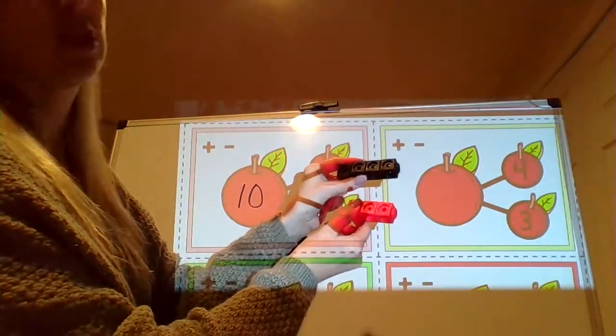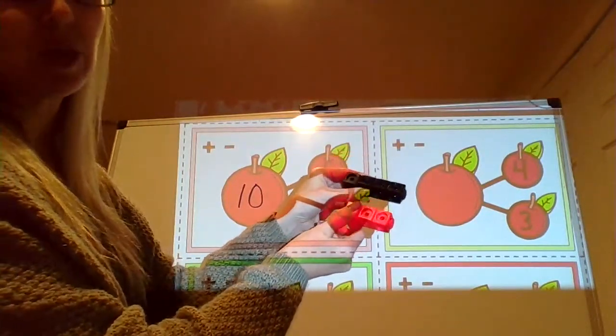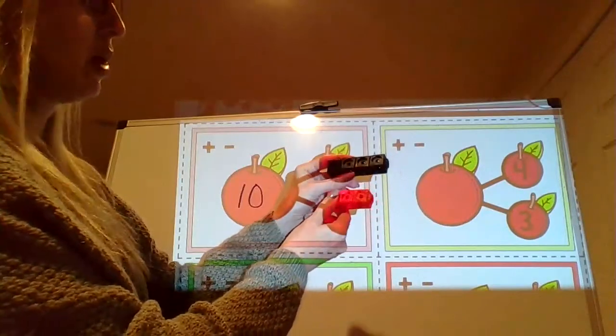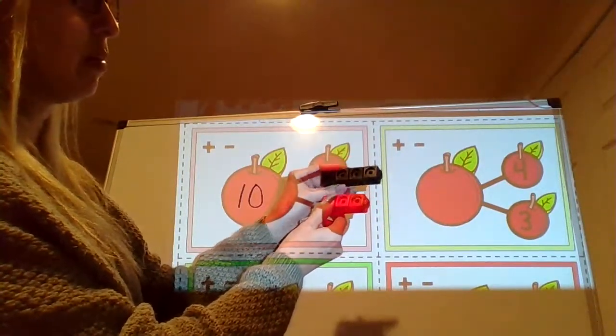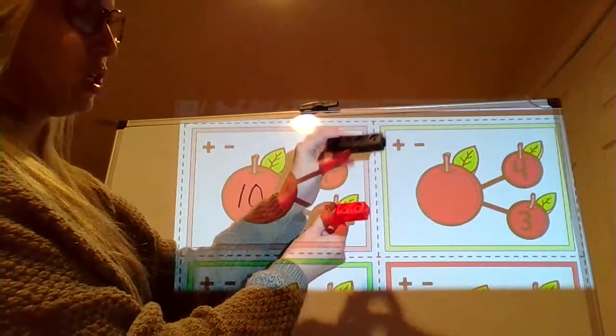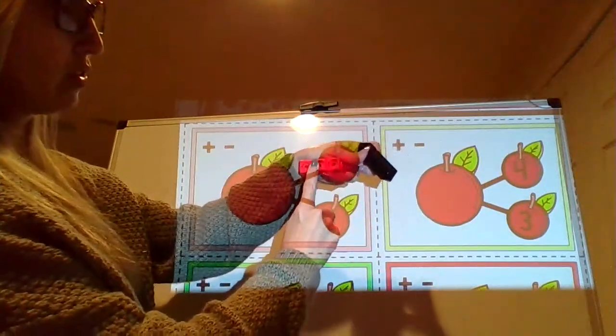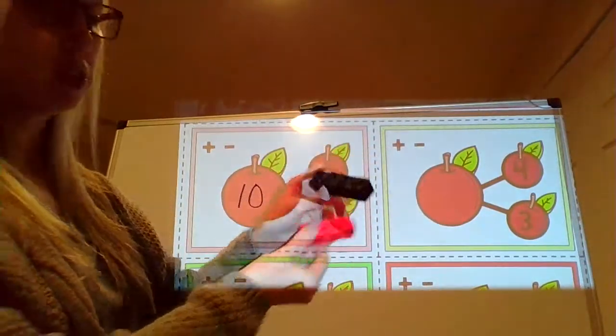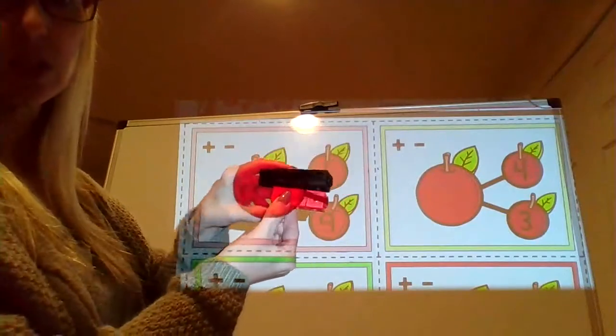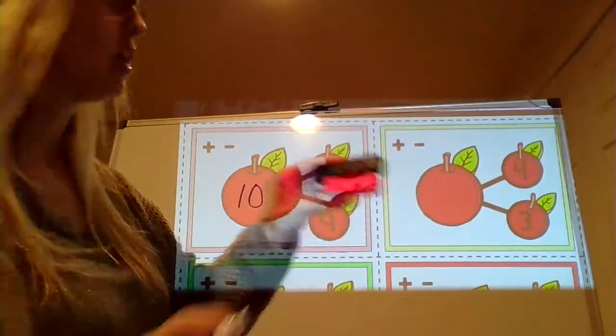Okay, we're going to do this using counting on. You can count it in your head, you can use your fingers, but I'm going to do counting on. So I'm going to start with my bigger number, and I'm going to say 4, 5, 6, 7. 4 plus 3 equals 7.